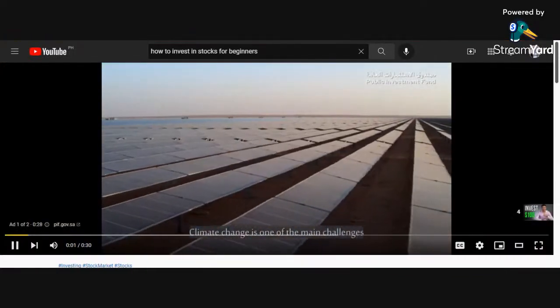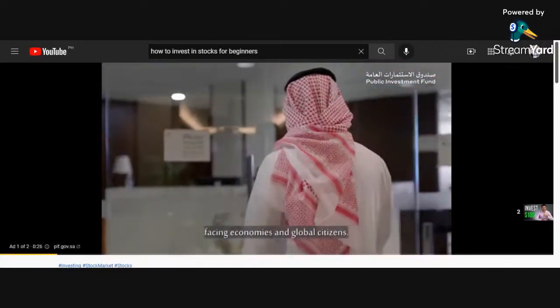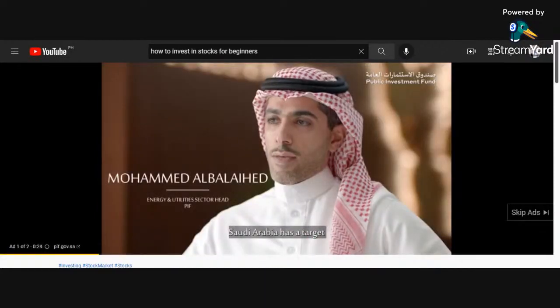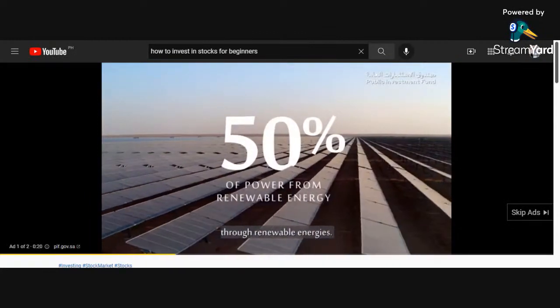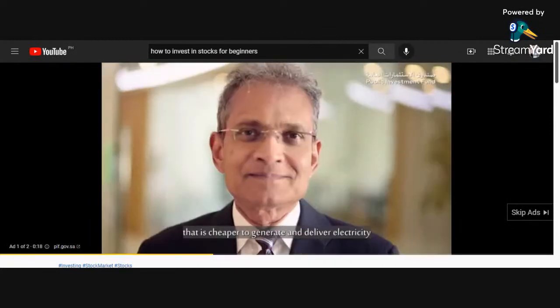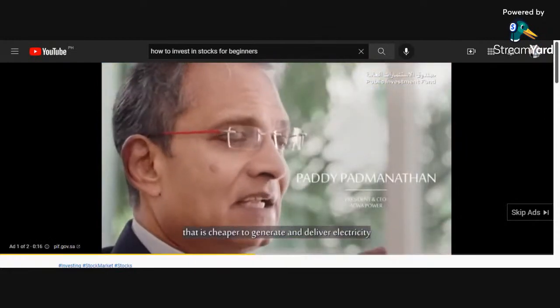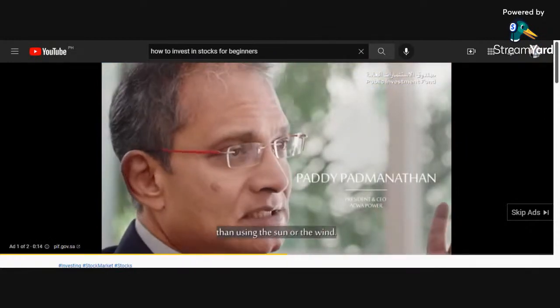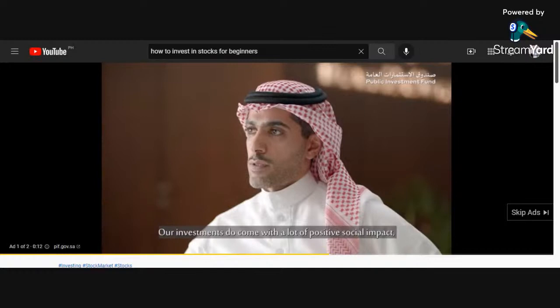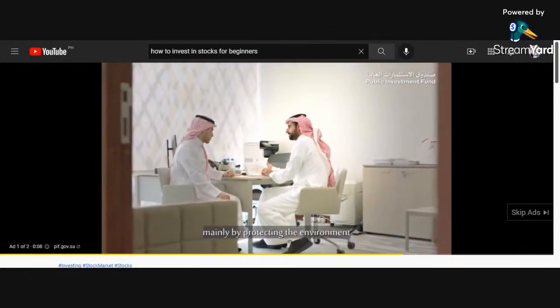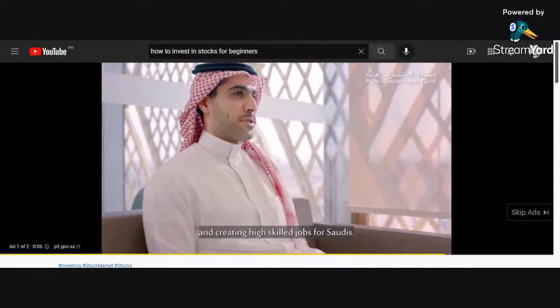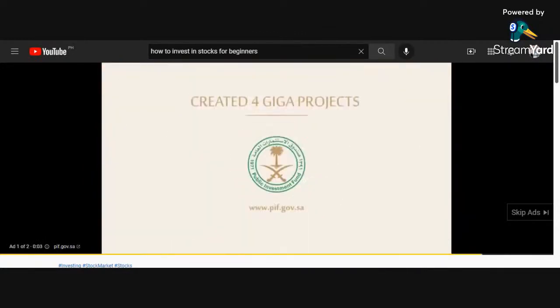Climate change is one of the main challenges facing economies and global citizens. Saudi Arabia has a target to generate 50% of its power through renewable energies. There is no other way that is cheaper to generate and deliver electricity than using the sun or the wind. Our investments do come with a lot of positive social impact, mainly by protecting the environment and creating high-skilled jobs for Saudis.